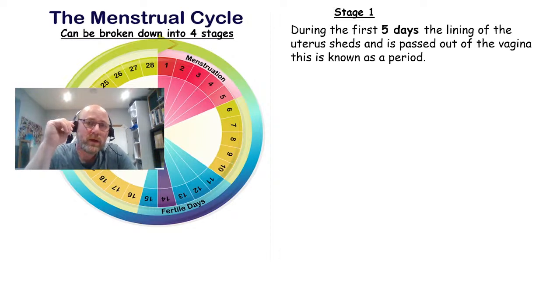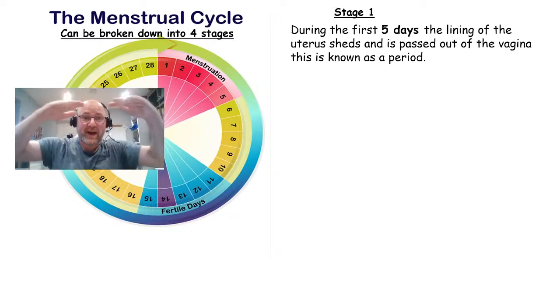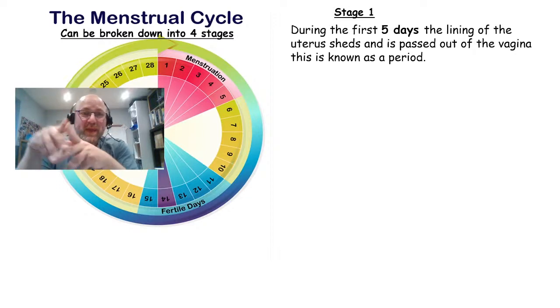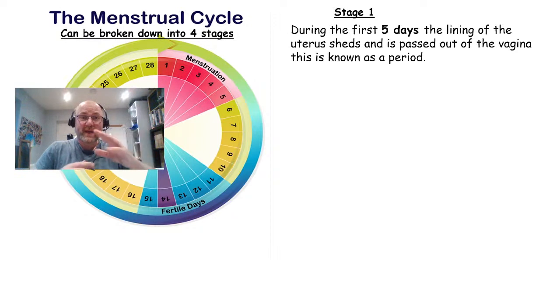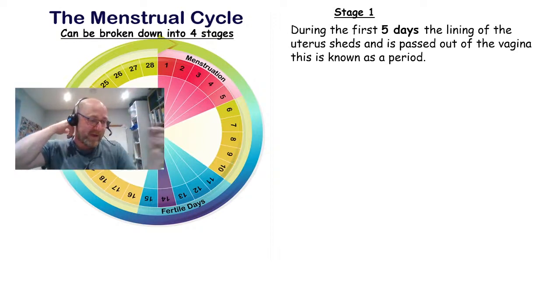So, also, anyone know what hormone is high at this stage? What hormone is high during the first 5 days? Okay, not estrogen, Adam. Another hormone. We're starting the whole cycle again. So the cycle's just ended, day 28. We've just started day 1 to 5. What's the first one? FSH.